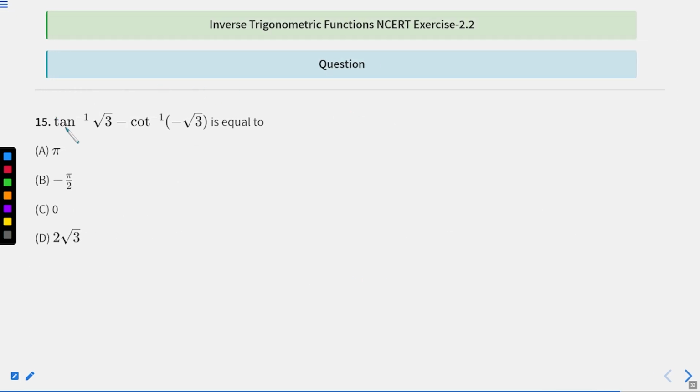Now problem 15. Solve this. Quite easy if you think. How? Let's see.